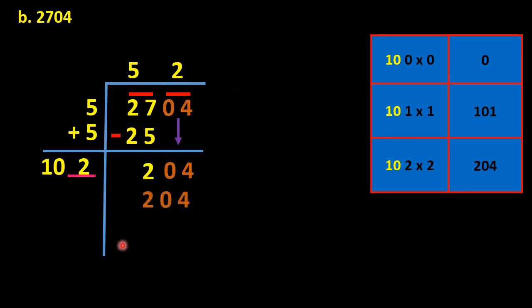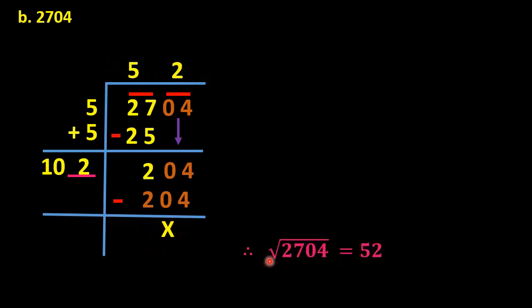And then we subtract. Then we get the remainder 0. So this is our answer. Therefore, the square root of 2704 equals 52.